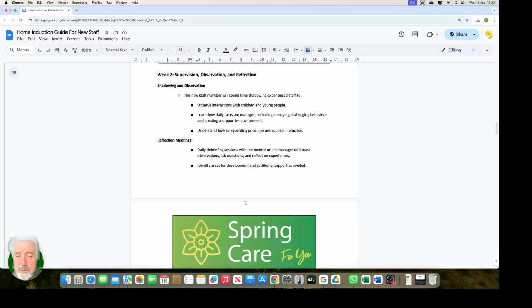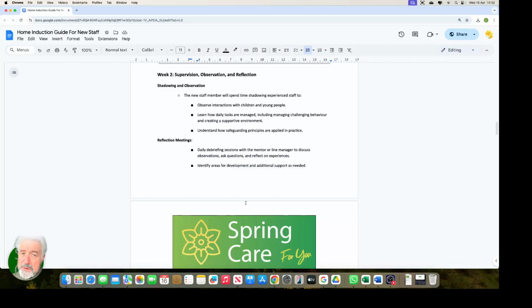So week 2, or the second phase of our induction, will be shadowing and observation. Now, again, to really understand this section, you're going to have children in the house, because it says the new staff member will spend their time shadowing the experienced staff, watching their interactions. And we've done a lot with Andrea the other day about positive interaction with children, de-escalation of issues, how to safely intervene. And then we learn about how daily tasks are managed, including managing behaviour that challenges and creating a supportive environment. We've done that in our training.